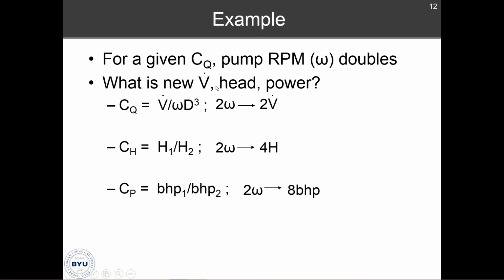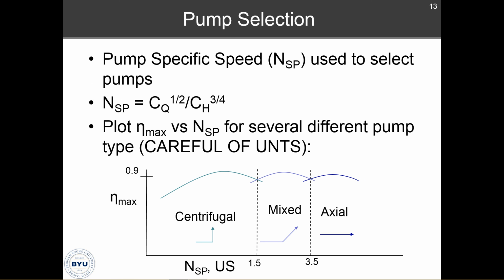So that's all we're really doing for the scaling laws: using those dimensionless numbers to evaluate how the pump's performance would change given some difference in pump operation. In this case, we decided to double the speed. We adjust the motor such that we can double the speed. In that case, we'll have double the flow rate, 4 times the head, and 8 times the power requirement.